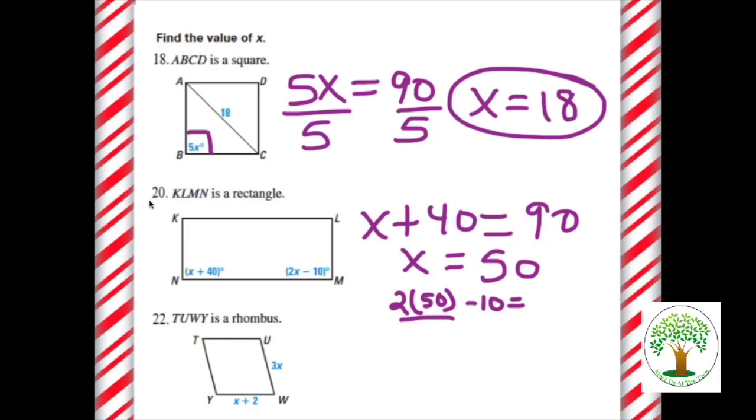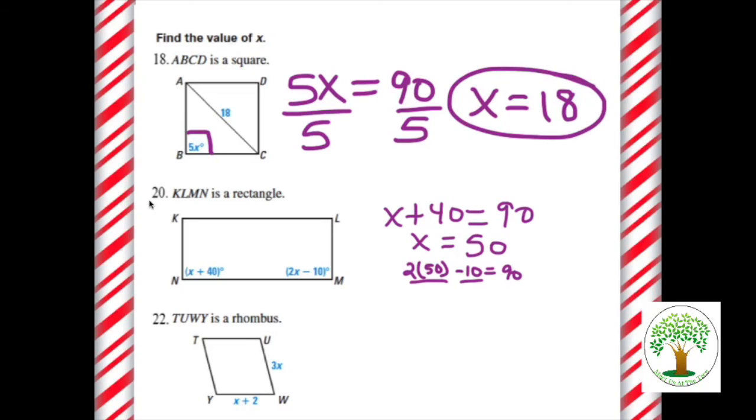This is 100. And 100 minus 10 is how much? What's 100 minus 10? Anybody? 90. I got one person saying 90. Do you agree? It's 90. Yes. This says that TUWY is a rhombus. What do we know about rhombuses? All sides are congruent.